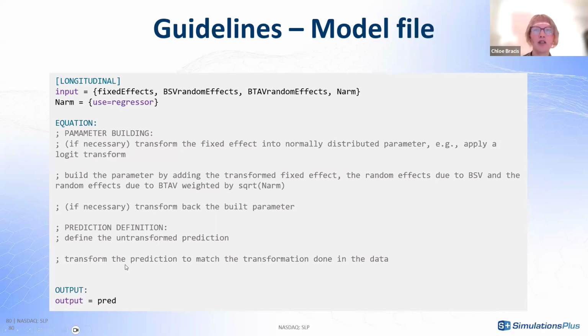Then we do the part where we calculate our prediction of the response. And then very importantly, we want to transform that prediction to match whatever we've done in our data. Just like that trans Y column we have in our data, we're going to do that same transformation here, whether that's, say, multiplying by the square root of n or dividing by the standard error.